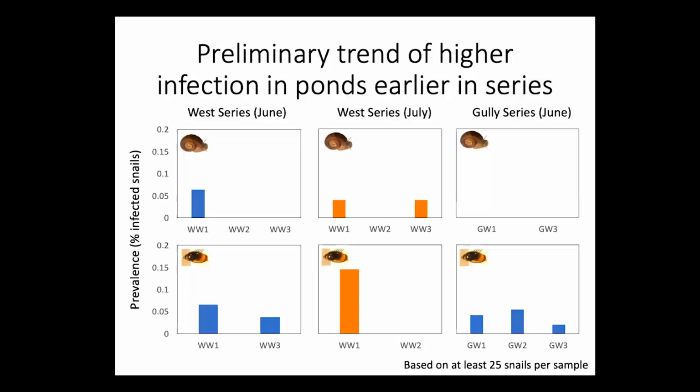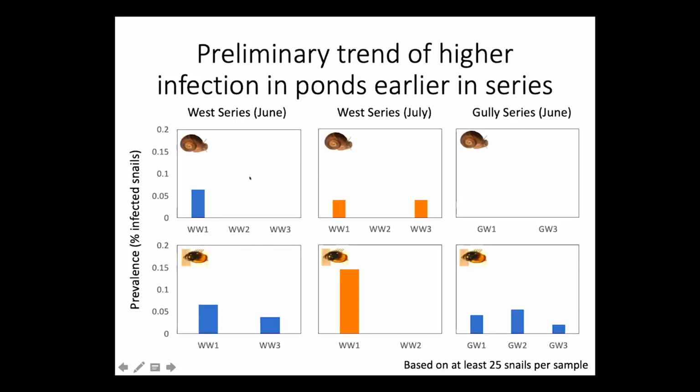If you look at actual infection prevalence, the percent of infected snails, again, at the top we have the first host species, and at the bottom the second host species. You're looking at the West, as well as the Gully series, where we only had data in June because we didn't get enough snails in the Gully series in July.